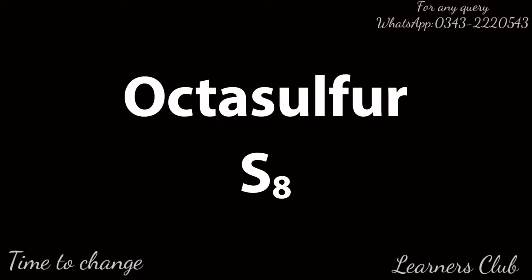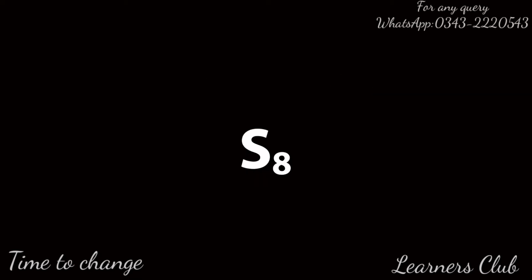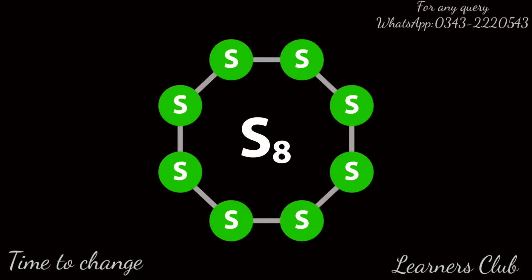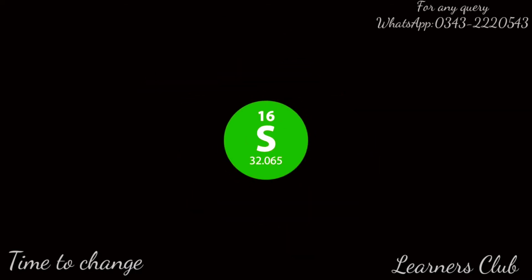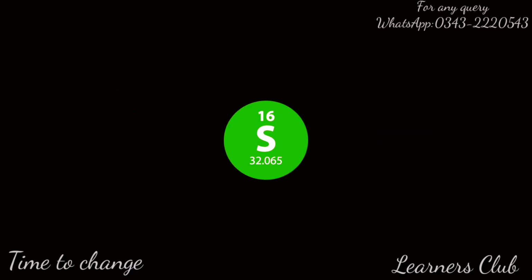The most common allotrope of sulfur is octasulfur, where 8 sulfur atoms join together to form this ring structure, and is very prevalent in nature. It is commonly found around volcanoes. Yellow elemental sulfur burns with a blue flame and melts into a deep red liquid. Its many compounds can be found in everyday life.